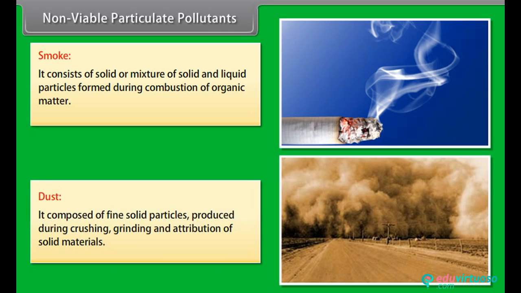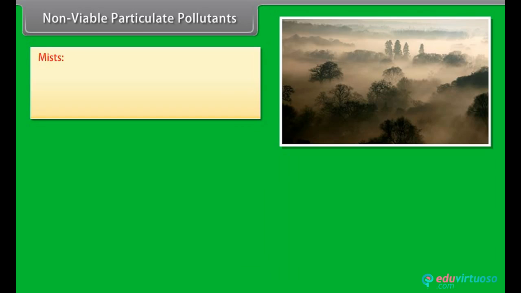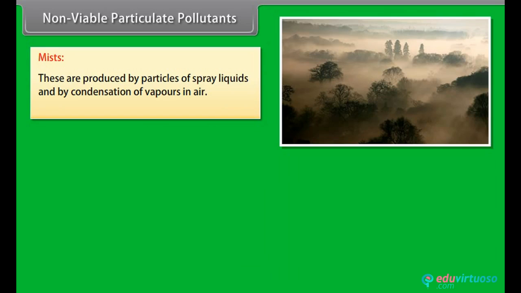Dust. It is composed of fine solid particles produced during crushing, grinding and attrition of solid materials. For example, dust from woodworks, pulverized coal and fly ash from factories, dust storms, etc. Mists. These are produced by particles of spray liquids and by condensation of vapors in air. For example, sulfuric acid mist, herbicides and insecticides.